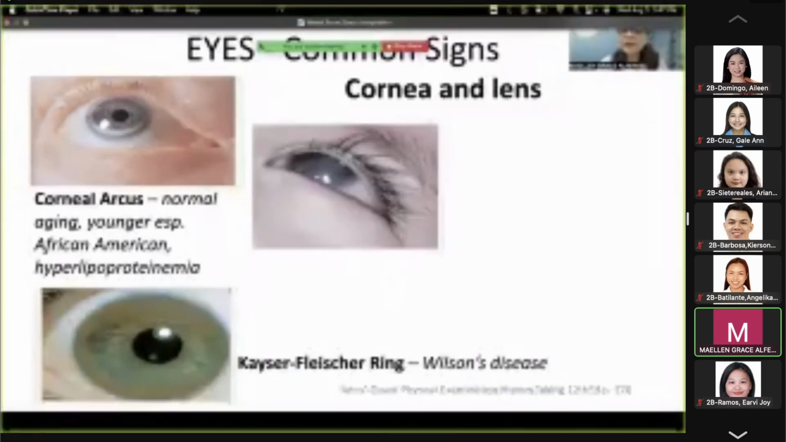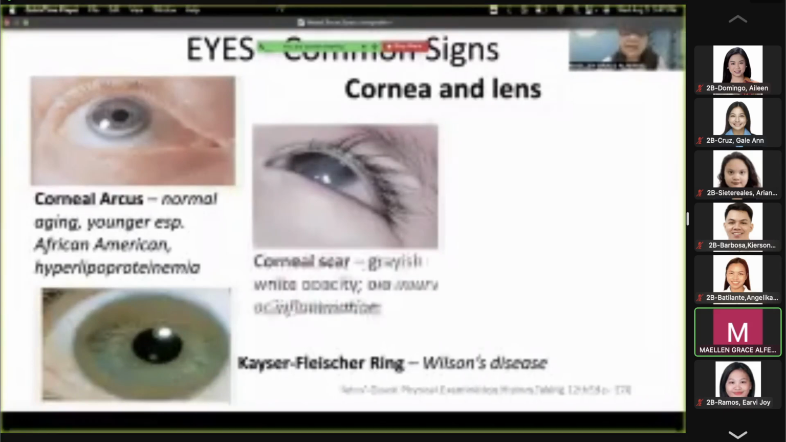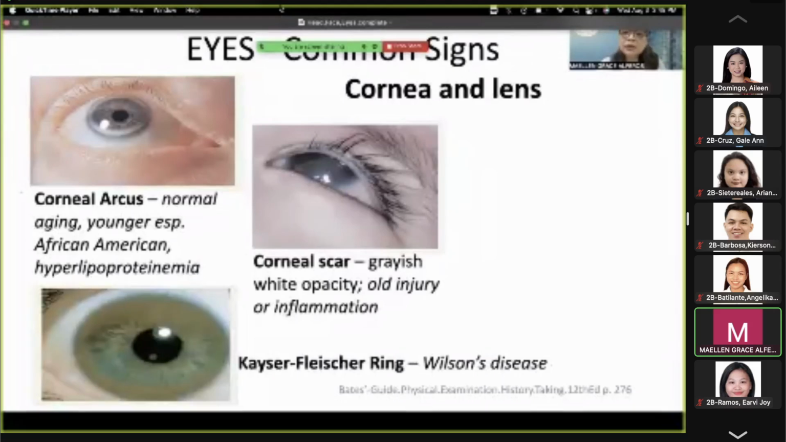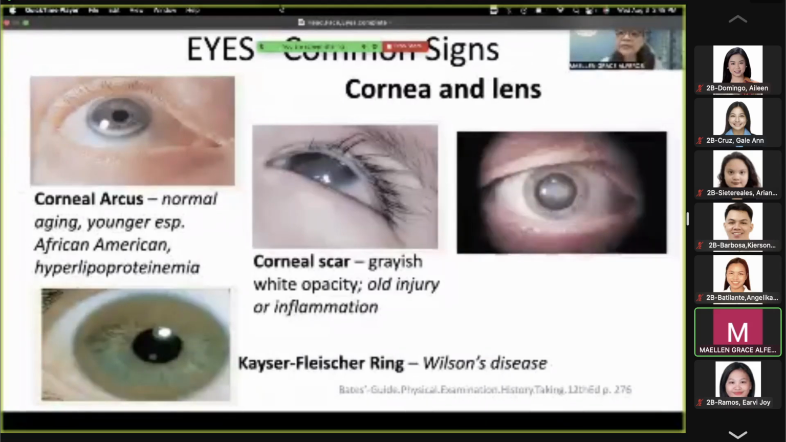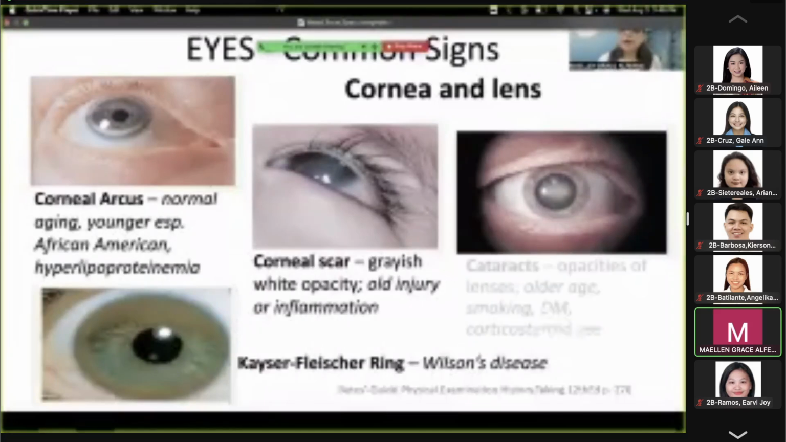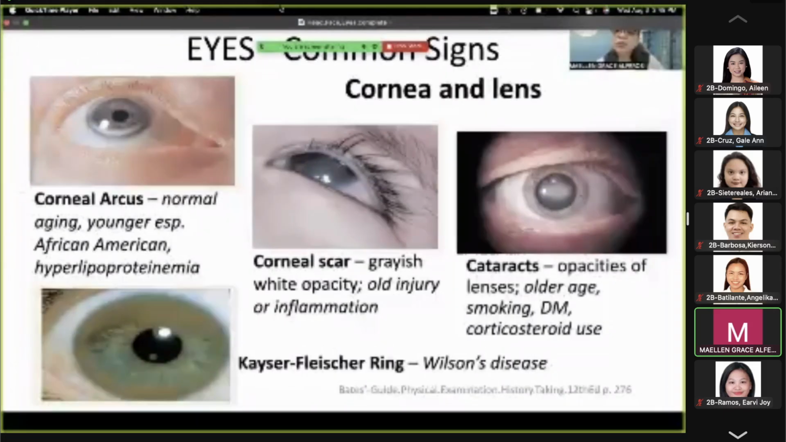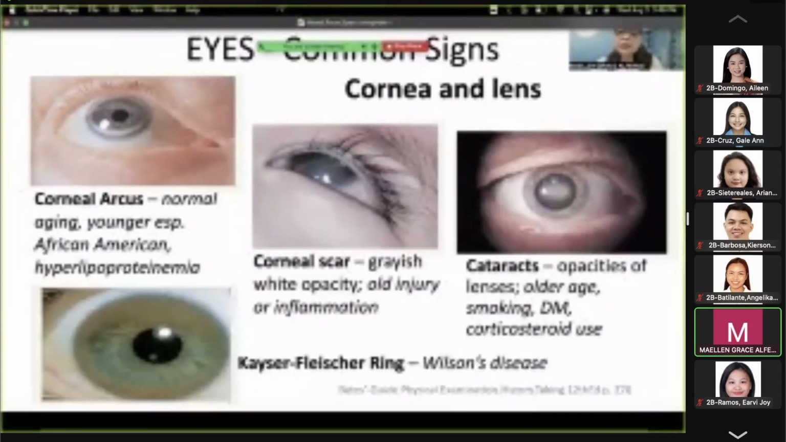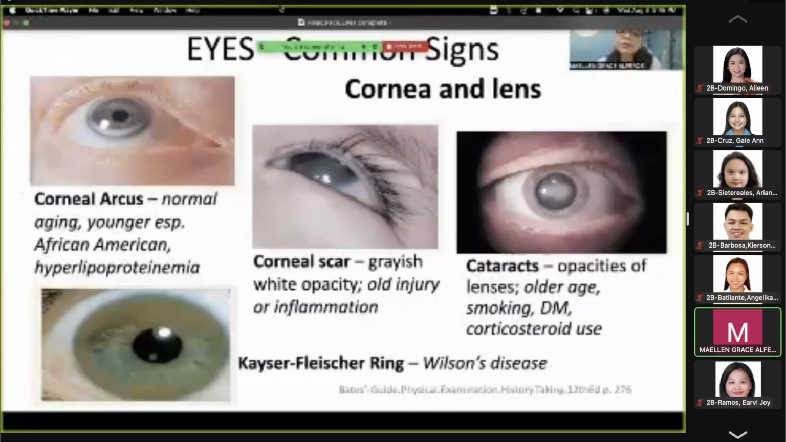Now, the cornea can have scarring. As you can see here, there is a grayish white opacity, and usually this is secondary to an old injury or inflammation. This is in contrast to an opacity of the lens, which is more posterior, and this is a cataract. Cataract occurs in older individuals, or it might be due to smoking, diabetes, and corticosteroid use.